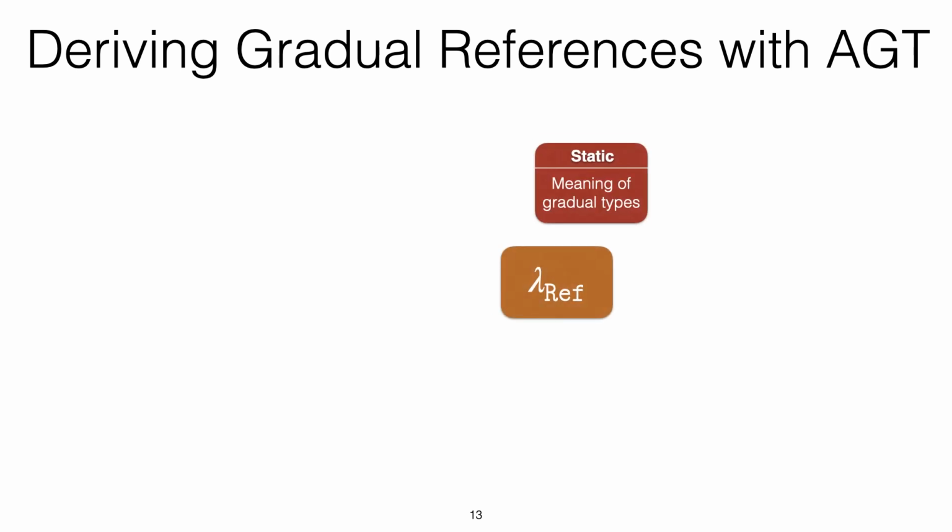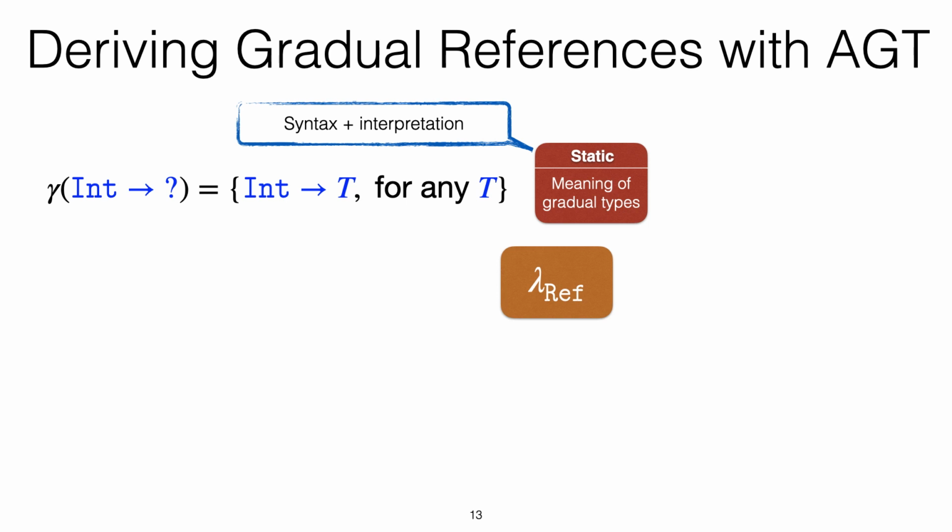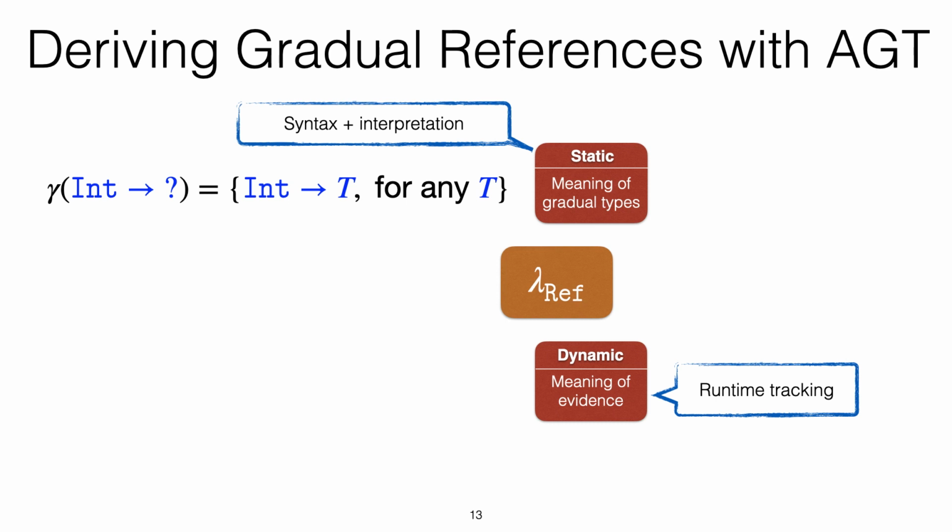To apply AGT, we start from a static language, in this case lambda ref, with the meaning of gradual types, where we define the syntax and interpretation of gradual types. So for instance, the meaning of the function from int to unknown is the set of functions from int to T, where T can be any type. And we also have to provide the meaning of evidence to raise errors when type inconsistencies are detected.